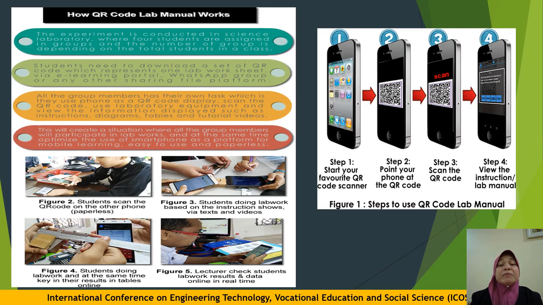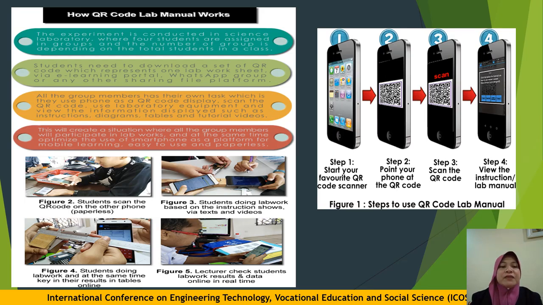All the group members have their own task: they use a phone as a QR code display. Then another student will scan the QR code, and another one uses laboratory equipment and views the information displayed such as instructions, diagrams, tables, and tutorial videos. This will create a situation where all the group members participate in lab work and at the same time optimize the use of smartphones as a platform for mobile learning, easy to use and paperless.